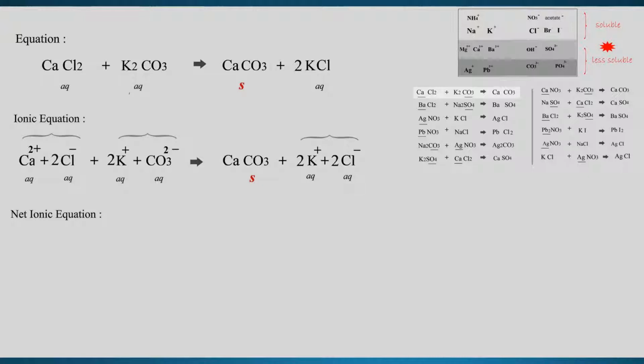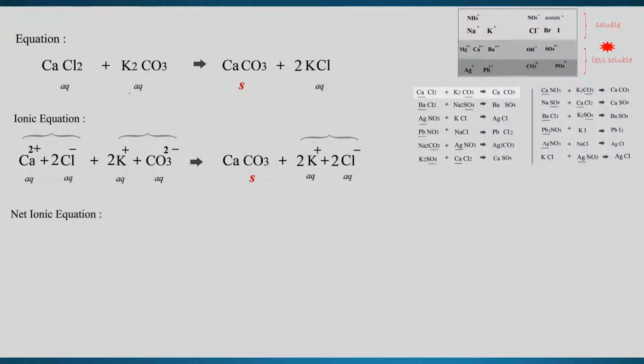And K2CO3 will form into 2K plus and 1 CO3 2 minus. Same, and solid, do not separate, leave it as it is. 2KCl becomes 2K and 2Cl. Careful, it is 2Cl. Why? Because the 2 means 2K and 2Cl. So be careful of this little trick.